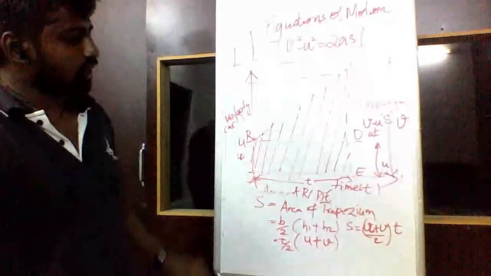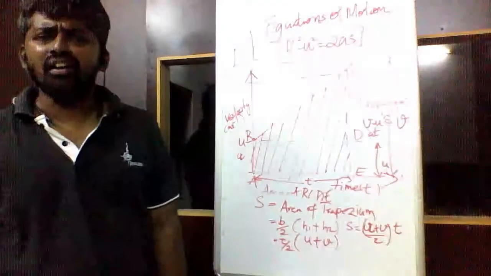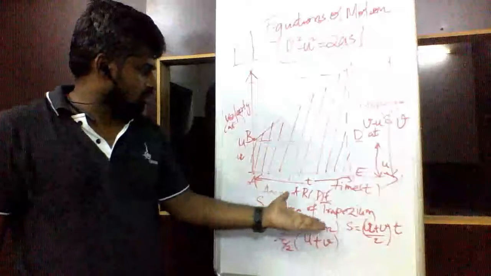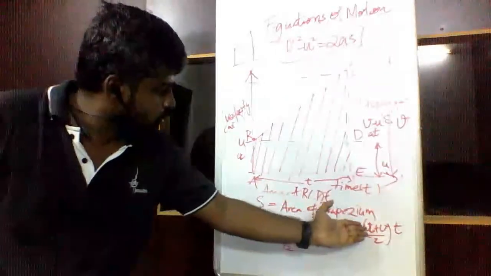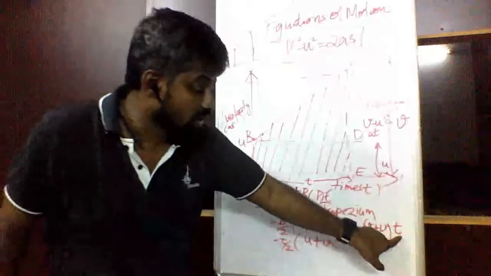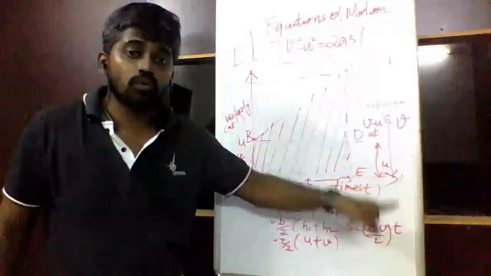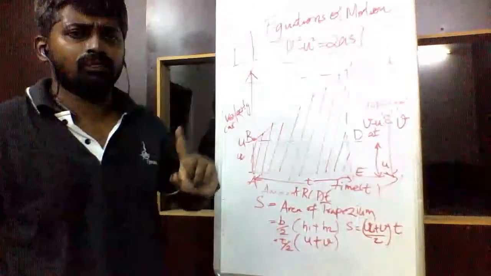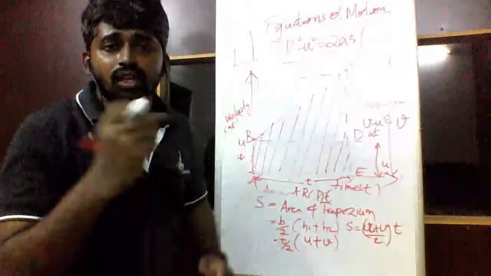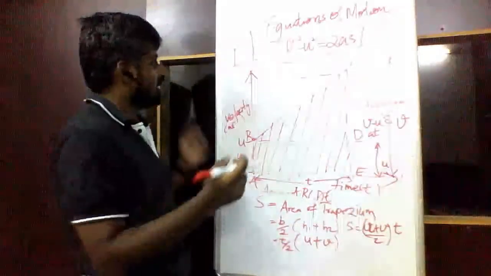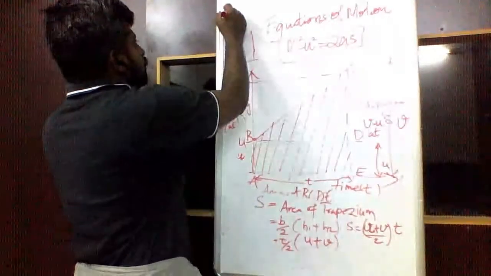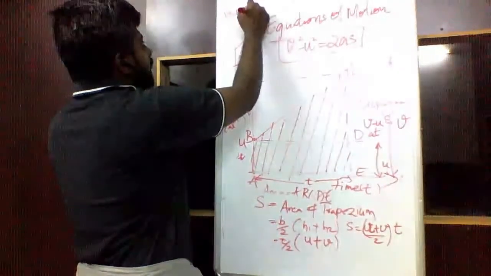Now, you might be wondering, what is it? Here it is V square minus U square. Here it is S is equal to (U plus V) by 2 into T. Where does it come from? Instead of this T, we are substituting from the first equation of motion. What is the first equation of motion? V is equal to U plus AT.